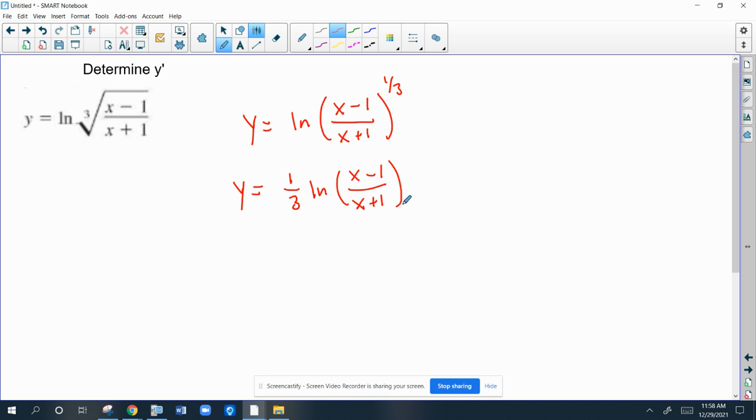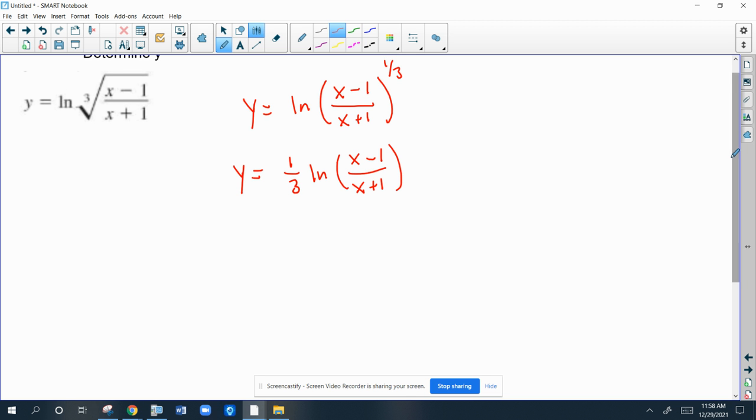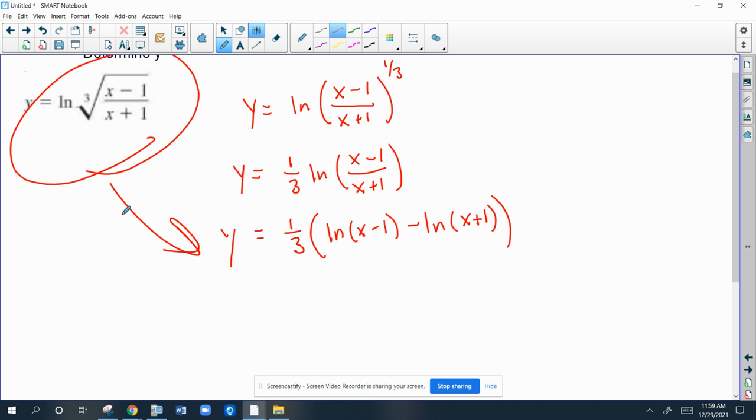But wait, that's not all. Now we have the natural log of a quotient. And whenever you have the natural log of a quotient or a product, natural log rules still apply, or the properties. So the natural log of a quotient would be the natural log of the numerator minus the natural log of the denominator. So that 1/3 I'm going to leave out as a constant, and then use that property of logs. This would be the natural log of the top minus the natural log of the bottom. So this, just by properties of logs, is equivalent to this.